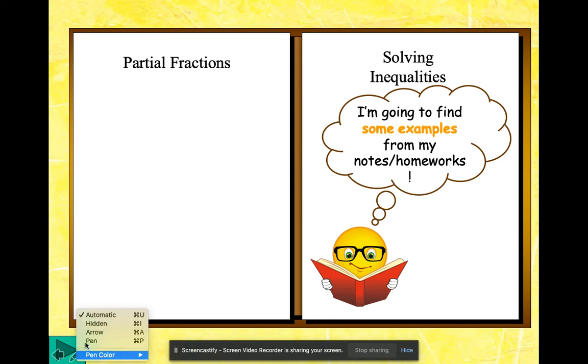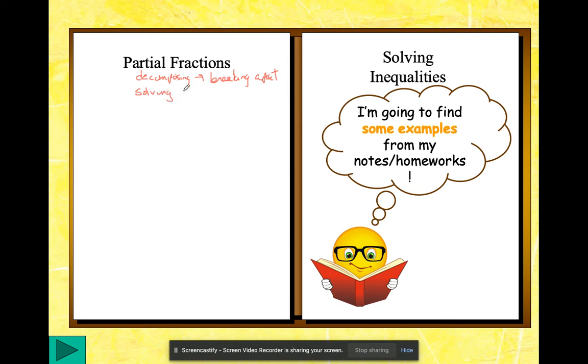Partial fractions. Okay, remember that's decomposing or breaking apart fractions and solving for the constants. Watch out for the problems like in your textbook that may ask you just to set up partial fractions and not solve for the constants.